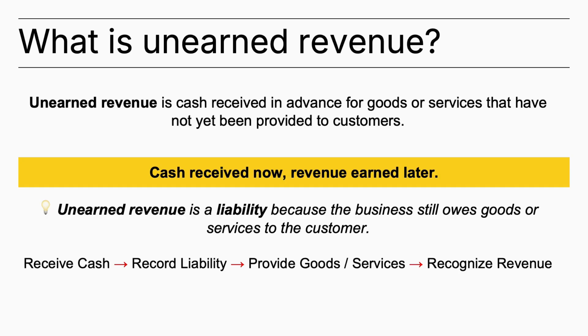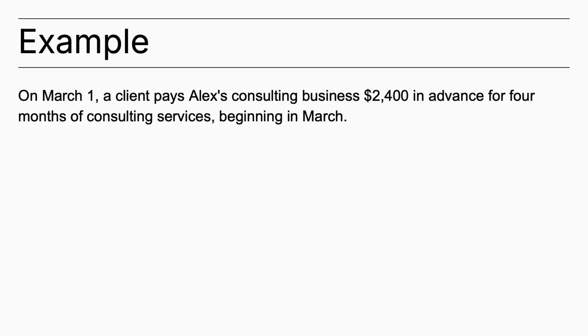Now let's see how this works using Alex Consulting Business. On March 1, a client pays Alex Consulting Business $2,400 in advance for 4 months of consulting services beginning in March. How do you think we should record this transaction? Take a moment to think before I reveal the journal entry.